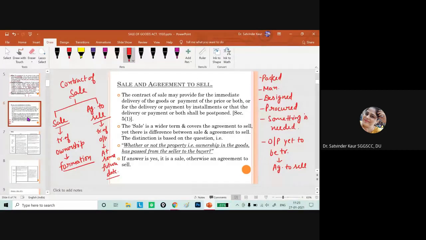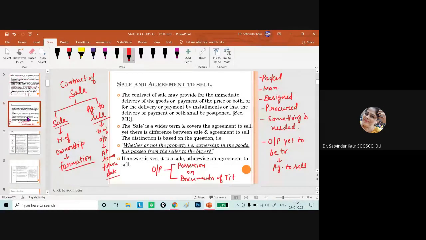So in this case, if we talk about sale and agreement to sell, even if we talk about transfer of ownership, it is not required that ownership is transferred only by transferring the possession of the goods. This can be through the possession of the goods, or this can be through the documents of title.